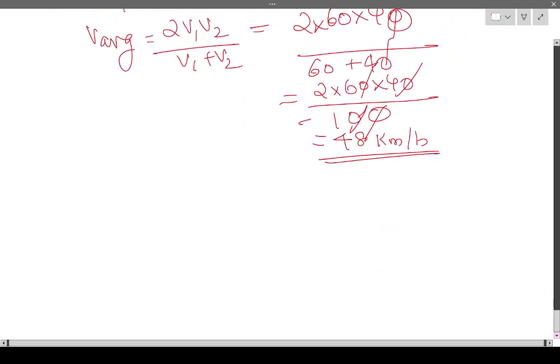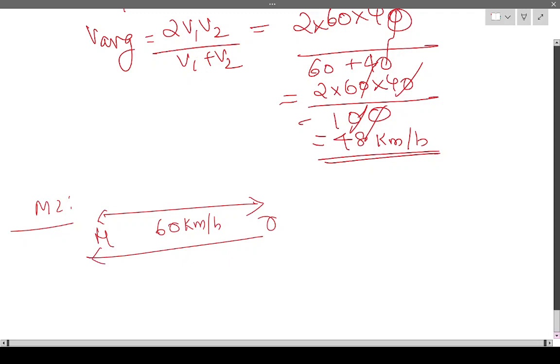Okay, suppose this is our method one. If you know the formula, then you can do that. If this is the method, going from home to office, isn't it? Yes or no? Going from home to office, you are going with a speed of 60 kilometer per hour, and coming back again, it is 40 kilometer per hour.